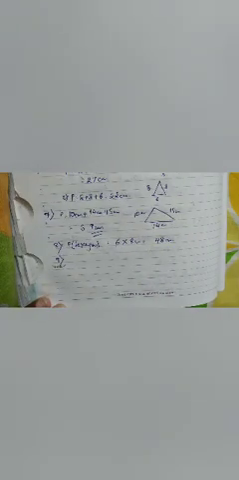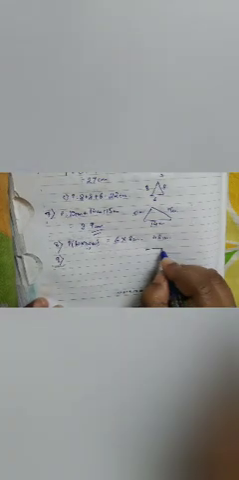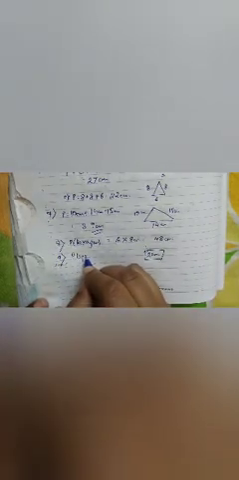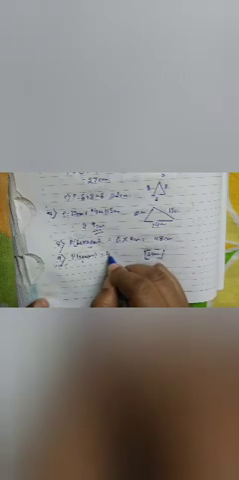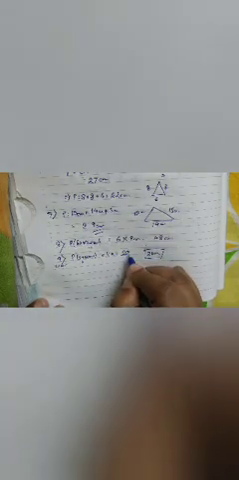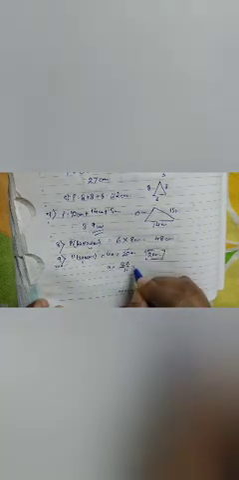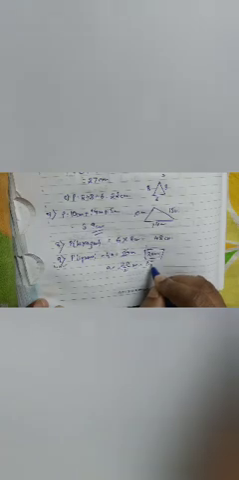Question number 9. Find the sides of a square whose perimeter is 20 meter. So a square whose perimeter is given as 20 meter. So perimeter of a square is what? 4a, which is given as 20 meter. So what is a? 4 comes on this side, will become divided by 4. That is 5 meters. Okay.